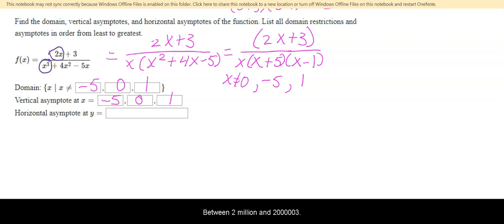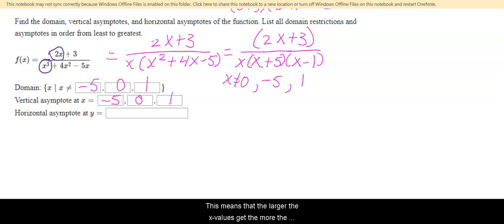Between 2 million and 2,000,003. If I take my 1 million and I cube it, 1 million has 6 zeros behind it. 1 million cubed has 18. While it's true that if I square a million, I will get something with 12 zeros behind it, compared to something with 18 zeros, that's not very big. And the 5 times x will only be 5 million with 6 zeros behind it.